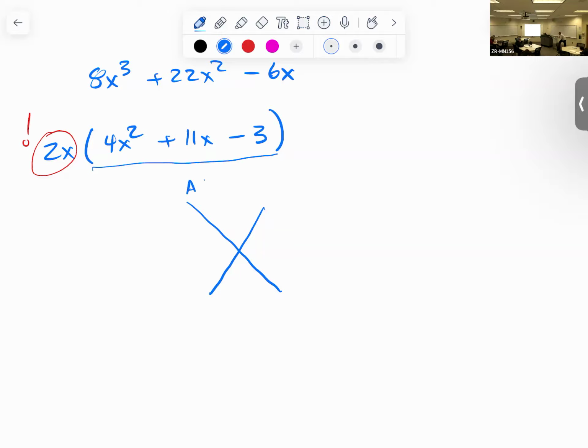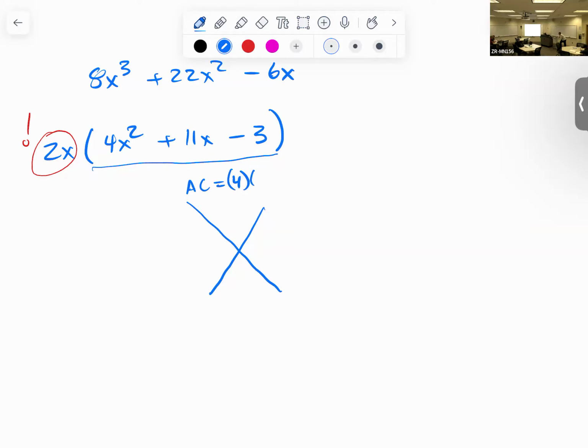It is A times C. Which term is the A? Which one is the C? So the A would be the first term, which is 4x squared. A is just a number. A is just the number in front of the x squared. Oh, 4. All right, so the 4.